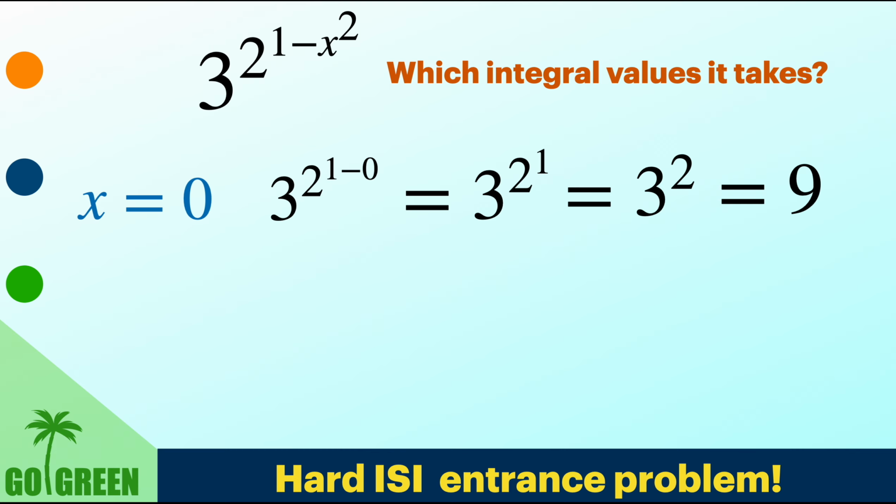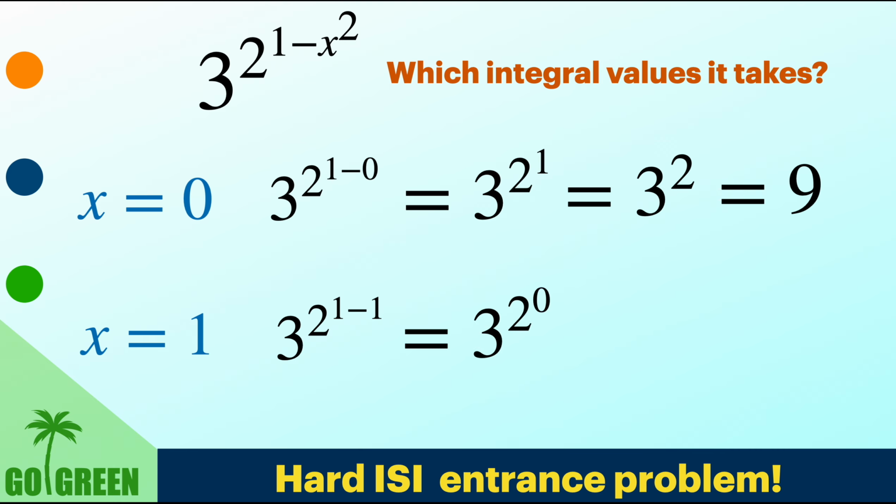Another observation you can make here is that x equals 1 also gives you an integer. How? For x equal to 1, we get 3^(2^(1 - 1)), which is 3^(2^0), and 2 to the power 0 is 1, so 3 to the power 1, which is 3, an integer value. So for x equal to 0 and x equal to 1, this expression gives integer values. Are they all? That is the vital question here, the main focus here.